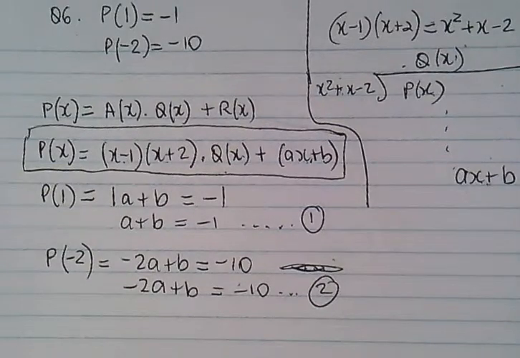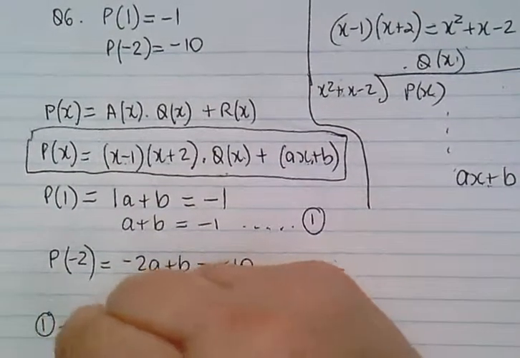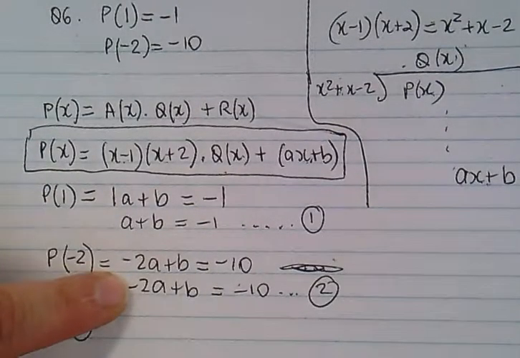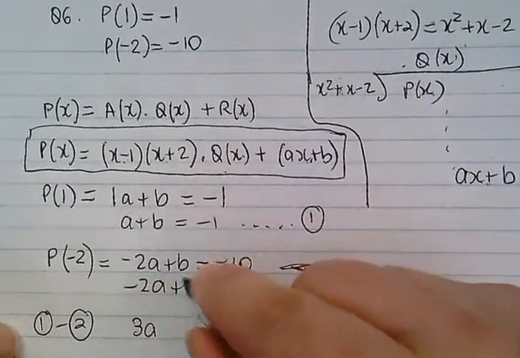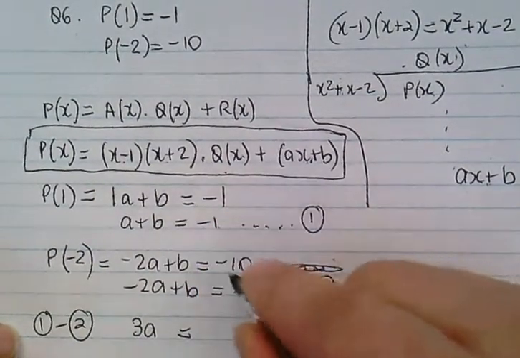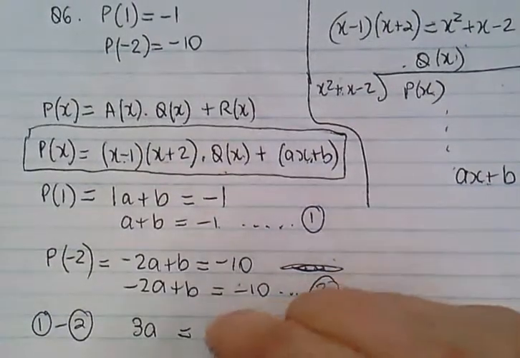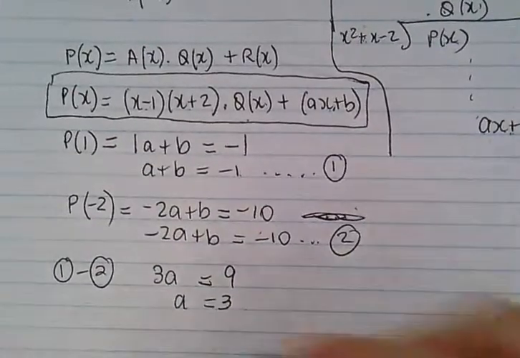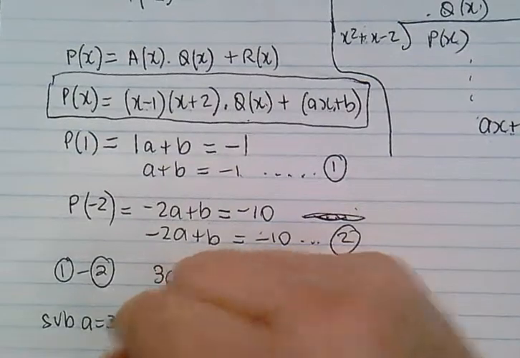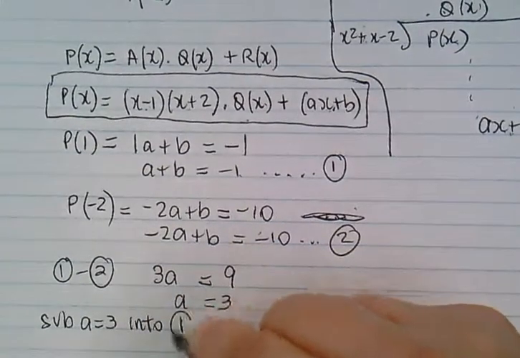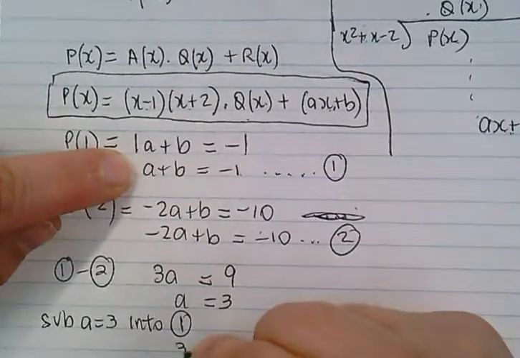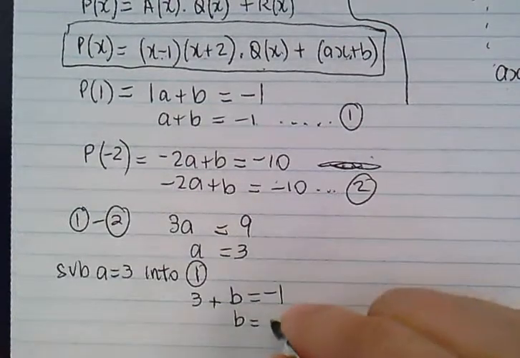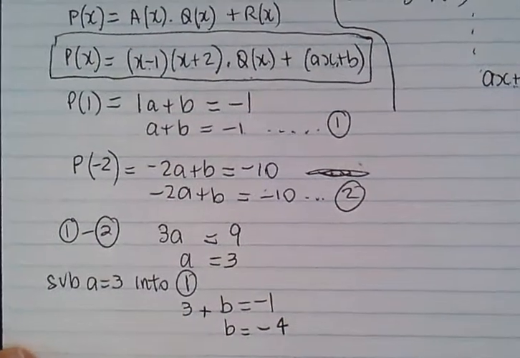Let's do equation 1 minus 2, elimination. Because what is a minus negative 2a? It's 3a. b, take away b is 0. Negative 1, take away negative 10 is negative 1 plus 10 is 9. And so a is 3. Lovely. And then we can just sub a is 3 into any equation. Let's do it into equation 1. And I get 3 plus b is negative 1. And so b is negative 1, take away 3, which is negative 4. Okay?